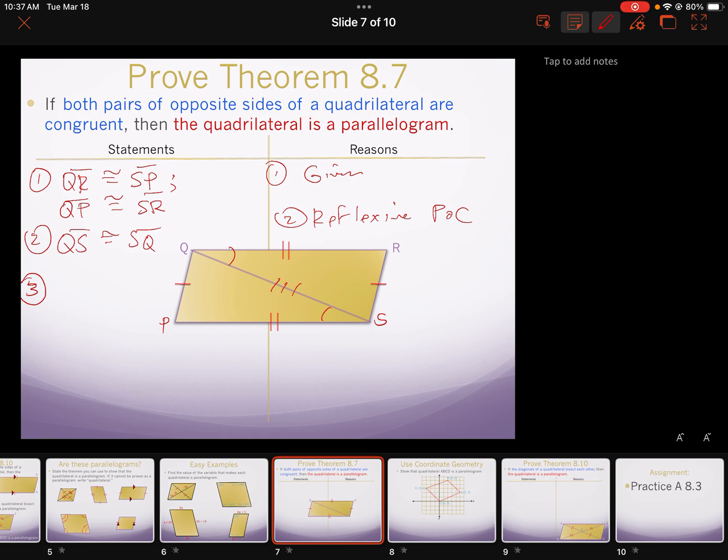If you have congruent triangles, wouldn't those two alternate interior angles be congruent? I'm going to name it angle RQS, and I'm going to say that has to be congruent to angle PSQ. If your triangles are congruent, your corresponding parts are congruent.